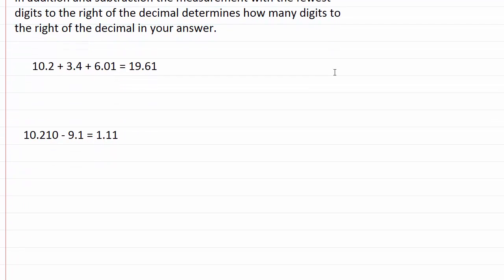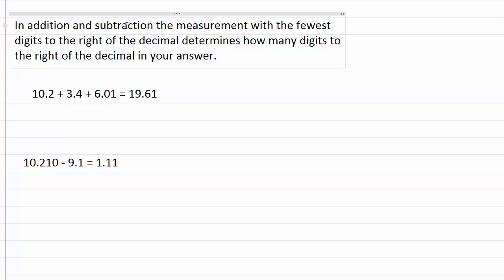In addition and subtraction, we have a different set of rules. Here we have to look at the fewest digits to the right of the decimal place. That's how many digits to the right of the decimal in your answer. So let's take a look at these and see what we can do.